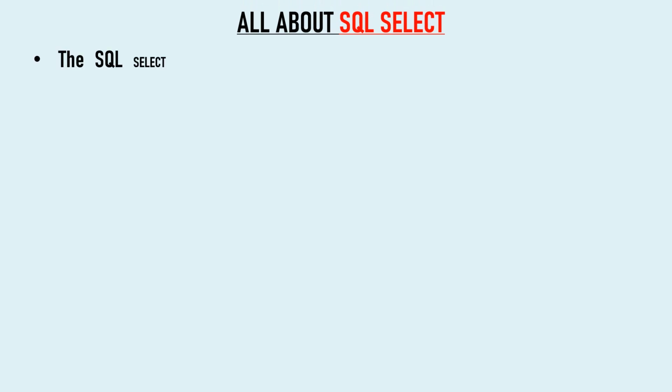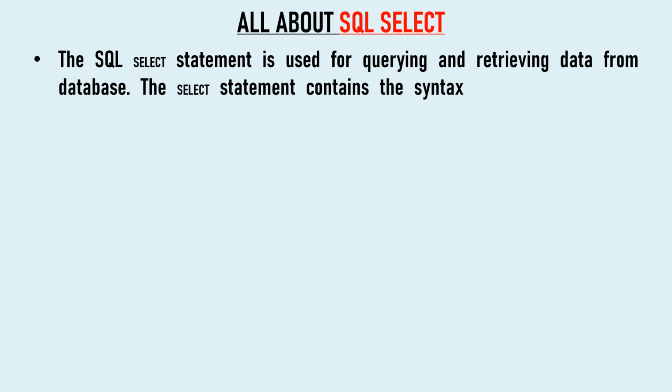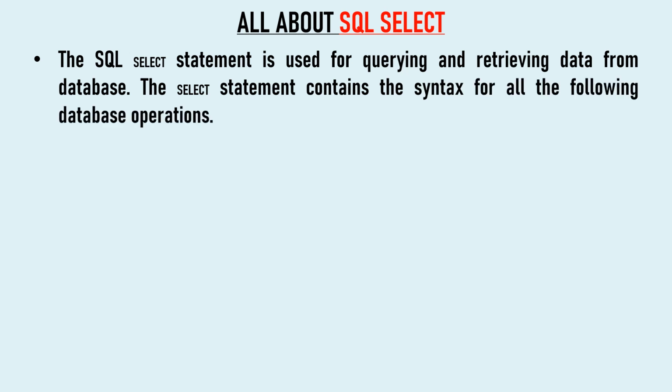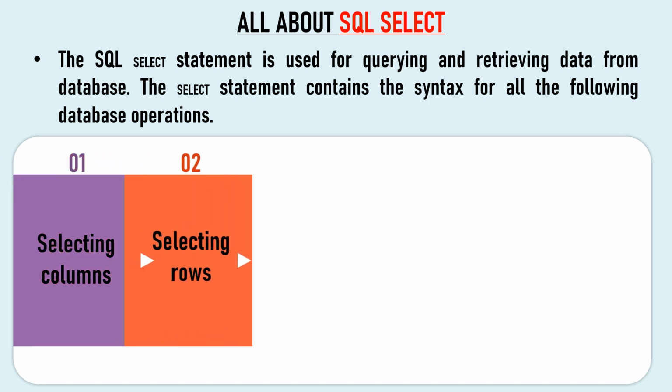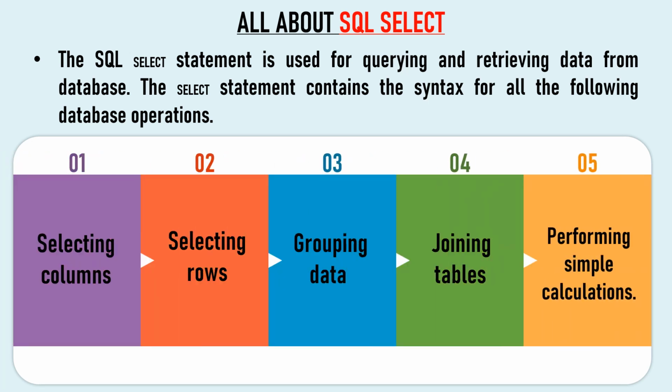All about SQL SELECT. As already mentioned before, the SQL SELECT statement is used for querying and retrieving data records from the database. The records retrieved are known as a result set. The SELECT statement contains the syntax for all the following database operations: selecting columns, selecting rows, grouping data, joining tables, performing simple calculations. Let's understand all these functionalities of SQL SELECT further with examples and illustrations.